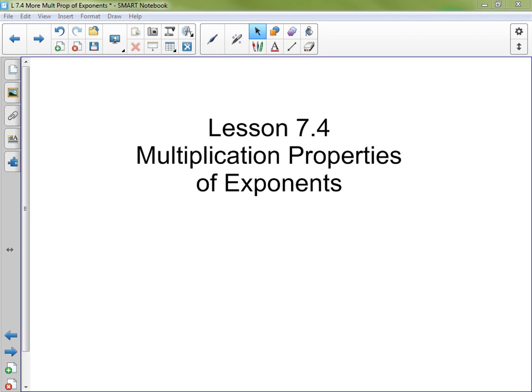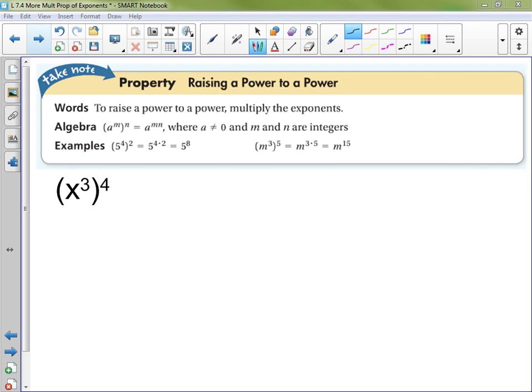Lesson 7.4 is on the multiplication properties of exponents, and because we've done work in class to prepare for this lesson, this should go really quickly. Now in your book you're going to find a definition.